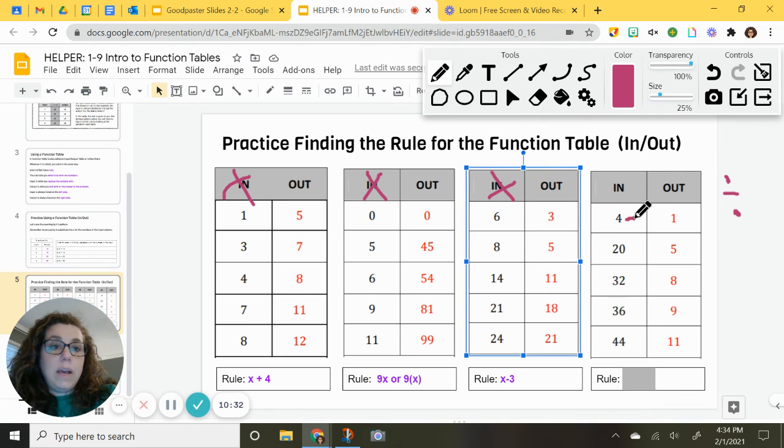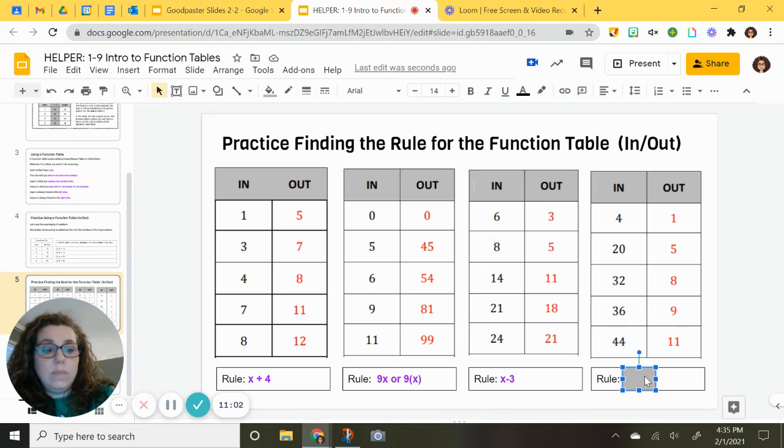4 divided by 4 gives me 1. 4 cookies, 4 kids, everybody gets 1. See, does 20 divided by 4 give me 5? Yes. 32 divided by 4 is 8. 36 divided by 4 is 9. 44 divided by 4 is 11. And that means our rule is my x, which is my n. We're taking whatever we have in our n and we're dividing it by 4 to get the answer.